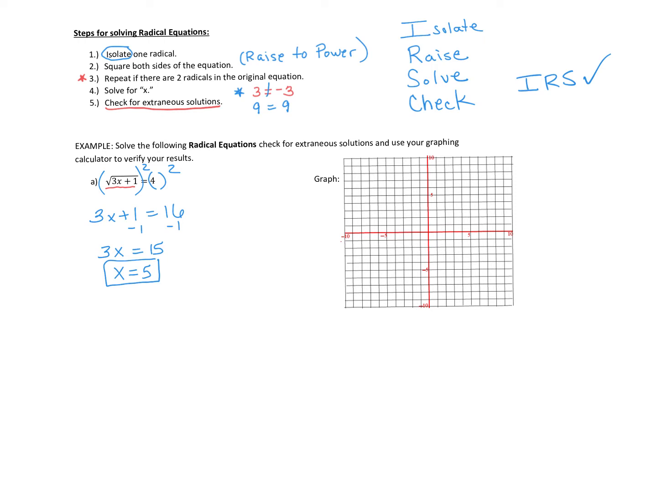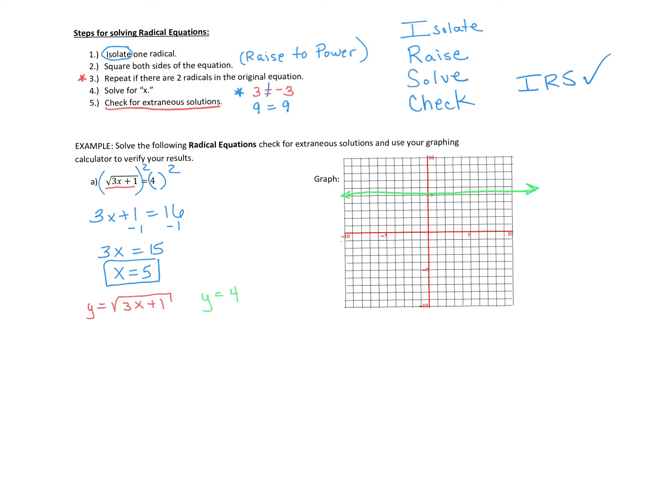Now what does the graph look like? Well, let's take both sides of our equation: y equals the square root of 3x plus 1, and also y equals 4, and graph these. So y equals 4 is just the horizontal line at 4. And the square root of 3x plus 1 is a horizontal shrink that has been shifted to the left 1.